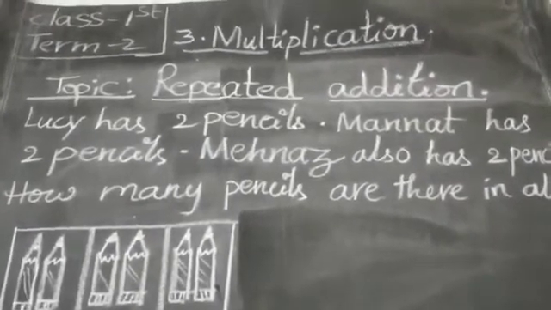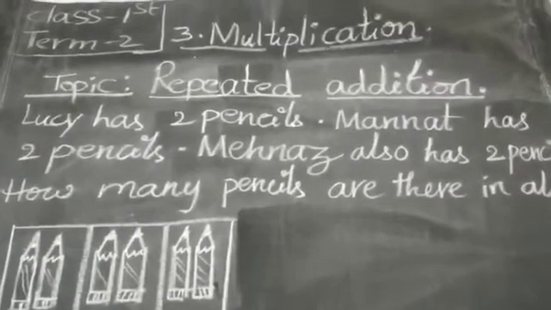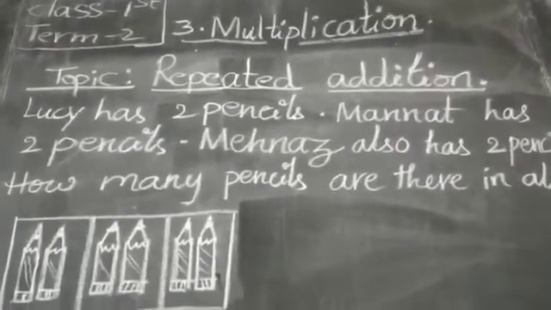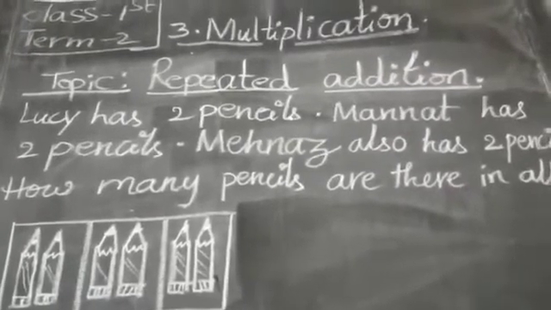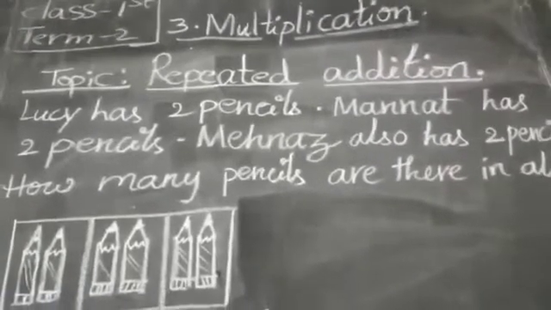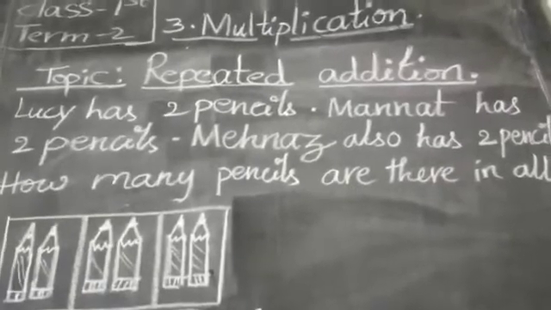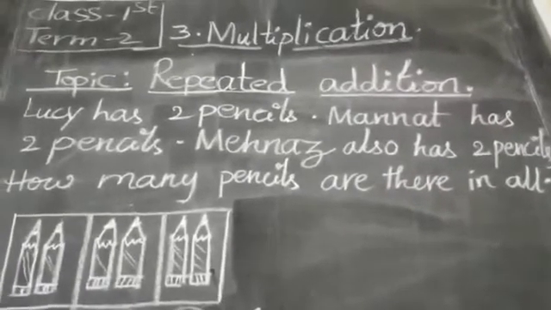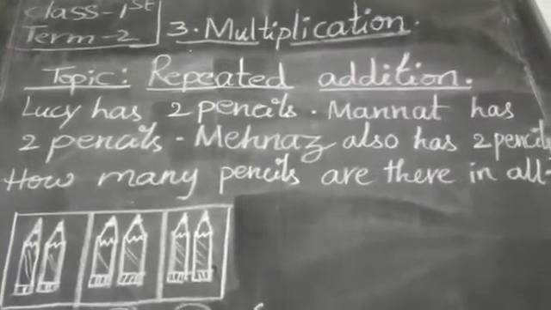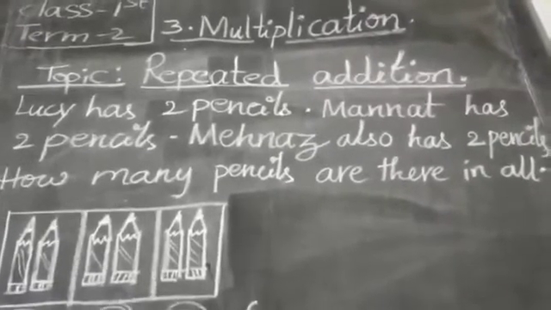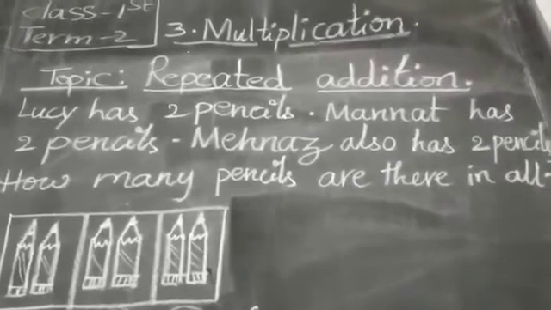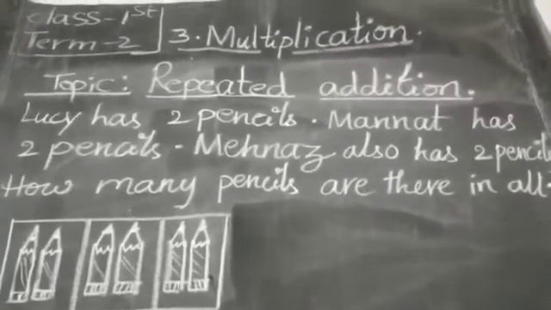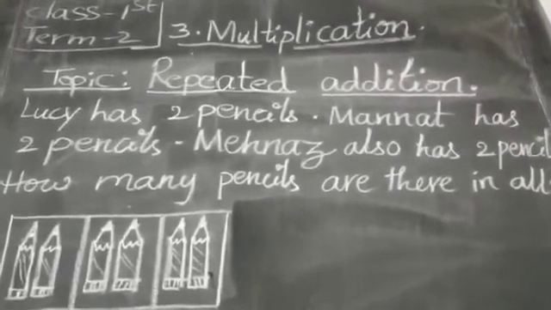Today we are going to learn second term, first class, third chapter, multiplication. The topic is repeated addition. Look at this example. Lucy has 2 pencils. Mannat has 2 pencils. Mehnaz also has 2 pencils. How many pencils are there in all?